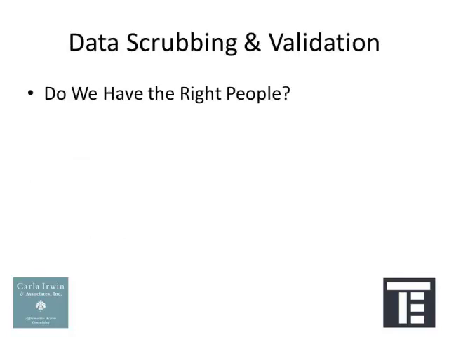Okay, so some things that we're going to go through: data scrubbing and validation. Once you think you have the clean slate of all of the people, how do you start validating and scrubbing it to make sure that you have everything that you need and it's as accurate as possible? The first thing you need to ask yourself is, do you have the right people?